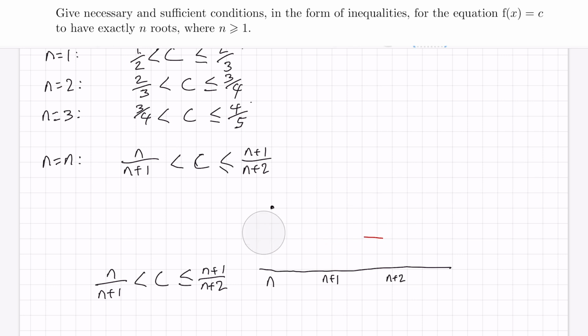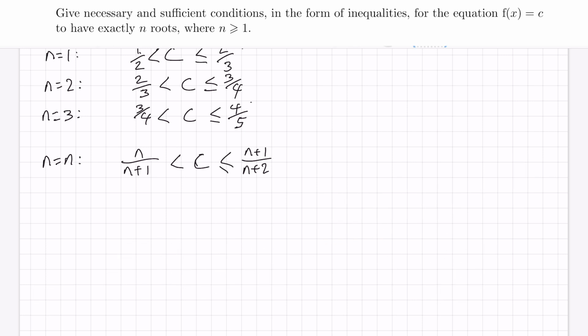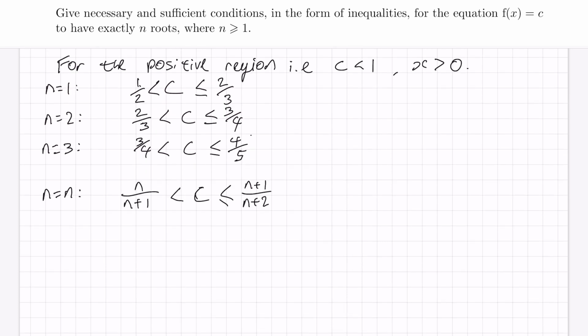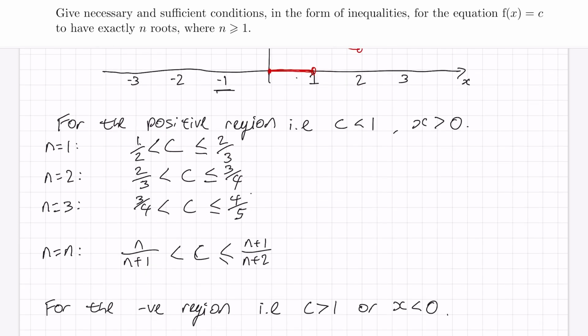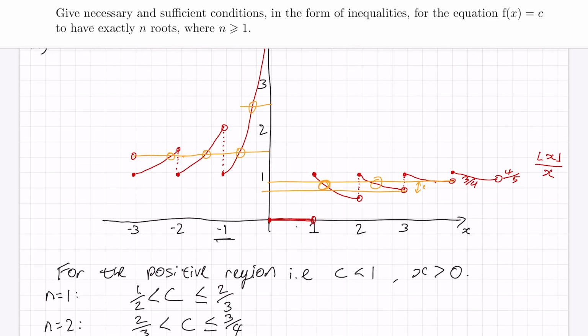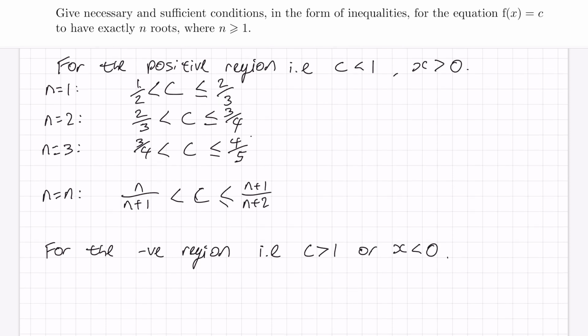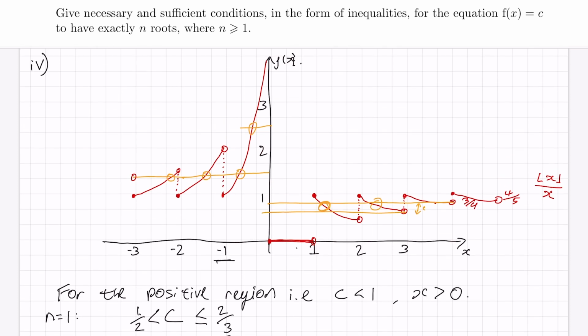Now what I need to have a look at is the negative side. So for the negative region, where the function is greater than 1 or x less than 0, I then need to look at what I get for the different regions. Okay, so let's start again doing n equals 1. How can I get one solution in this?